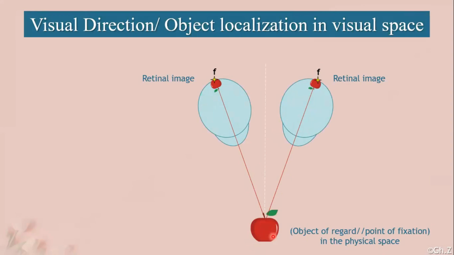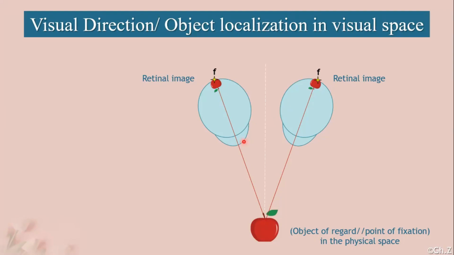So here there are some terms you have to be familiar with, terms that strabismologists use in everyday clinic. So when we are fixating on a target, this is called the object of regard, or we can say the object of fixation or the point of fixation, okay? And here I wrote physical space, because imagine now we have an apple in front of you, okay? So the apple is present in the physical space, okay?